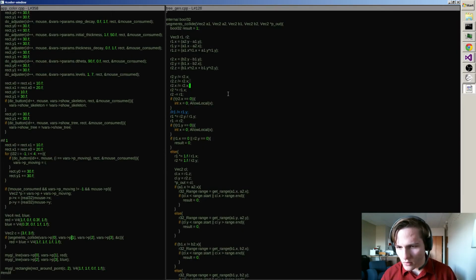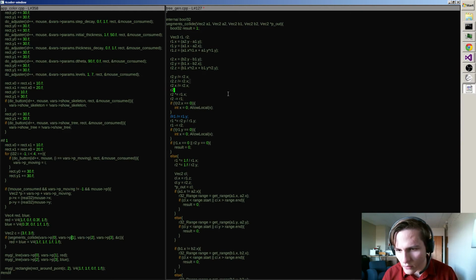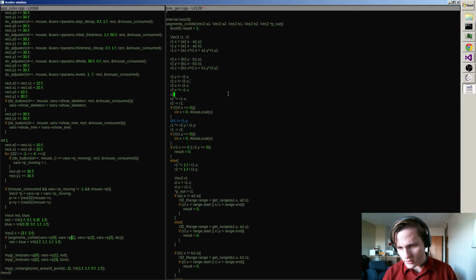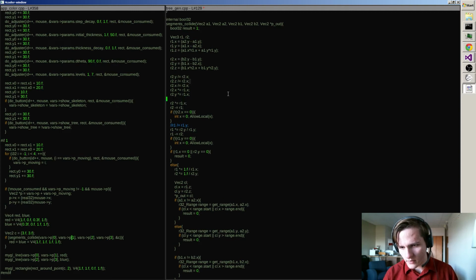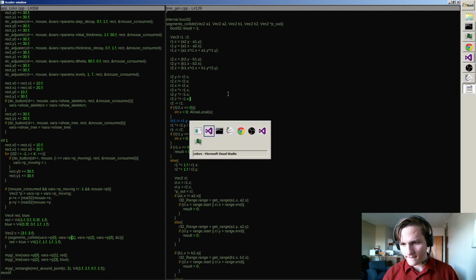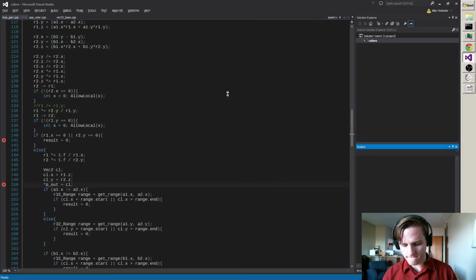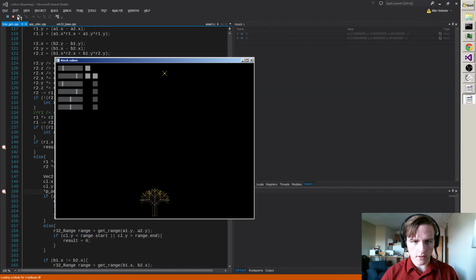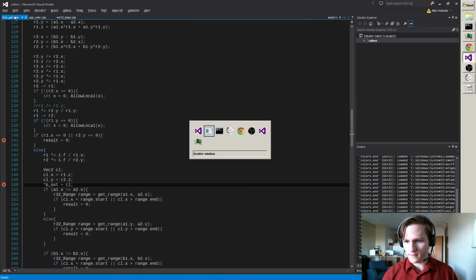How about this next segment? R2. So this time I'm not changing R1 ever, so I can just do them in order. R2.x times equals R1.x, R2.y times equals R1.x, R2.z times equals R1.x. Okay. Gotta build it though. Got to build it.